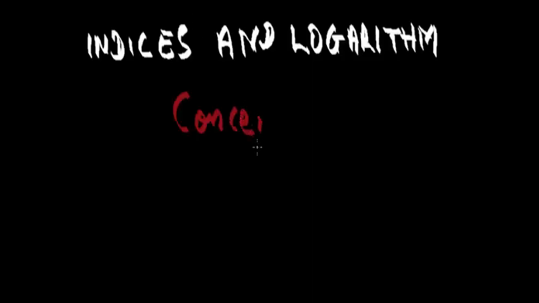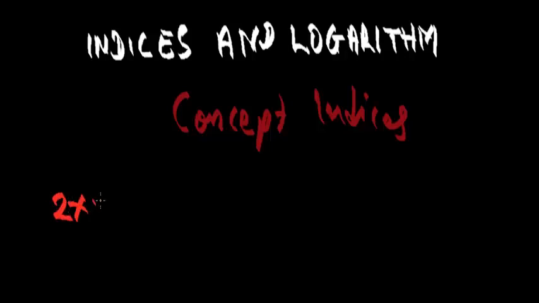Let us start with the concept of indices. Why was the concept of indices introduced? Supposing that I want to multiply a number by itself a number of times. For example, I want to multiply 2 by itself 3 times. So I can do 2 times 2 times 2. This is 2 multiplying itself 3 times.